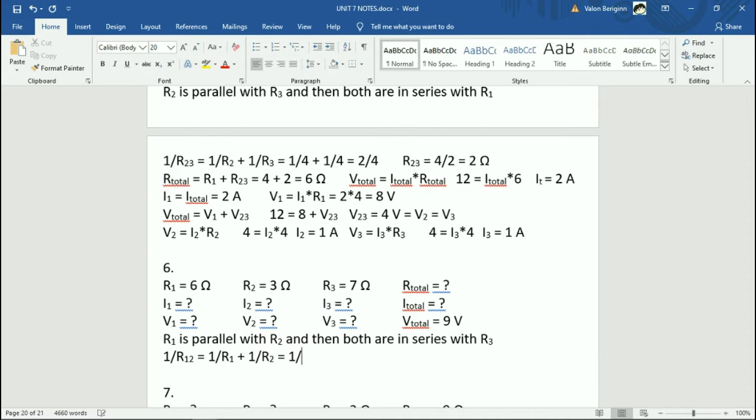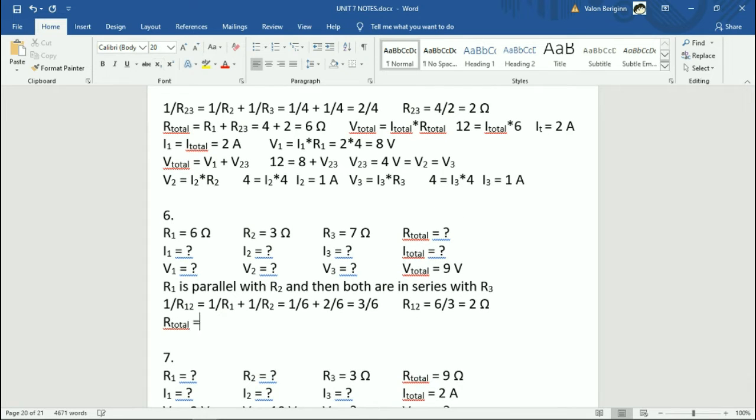Okay, so we have 1 over 6 plus 1 over 3 equals, well, I can make this easy because 1/3 is just 2/6. So this ends up being 3/6, which hopefully you can figure out. If 1 over R12 is 3/6, that means R12 equals 6/3, which equals 2. So then the total, because those are now in series with R3, equals R12 plus R3, 6 plus 7 is 13.